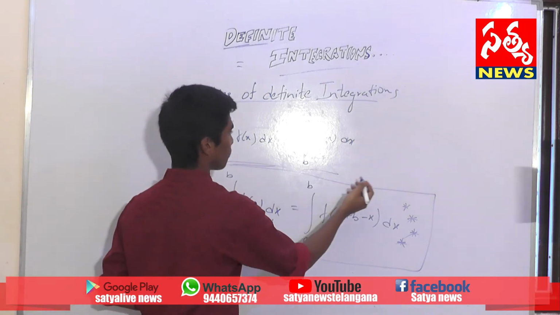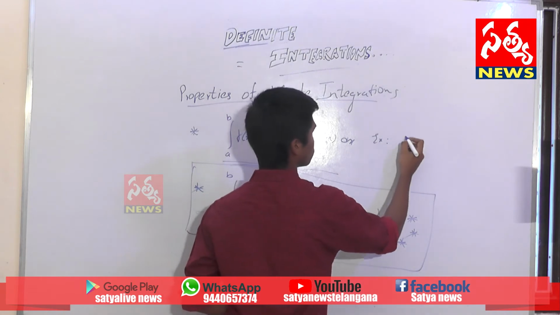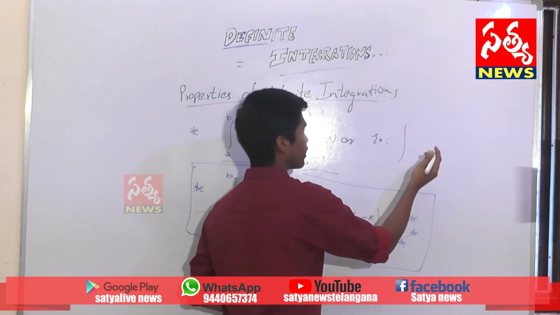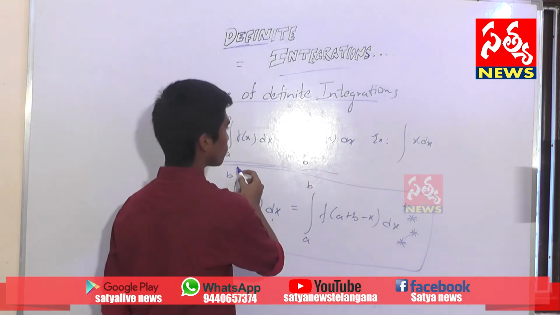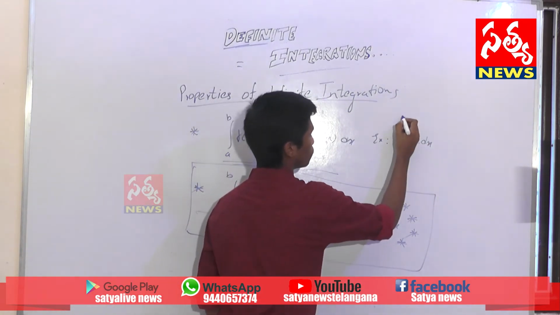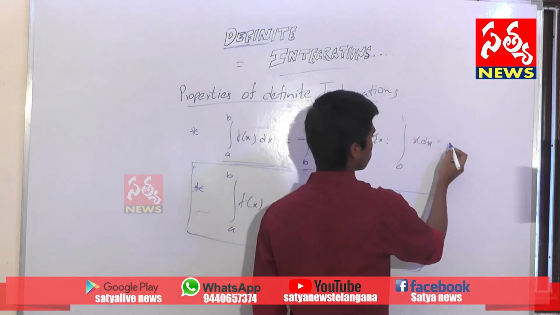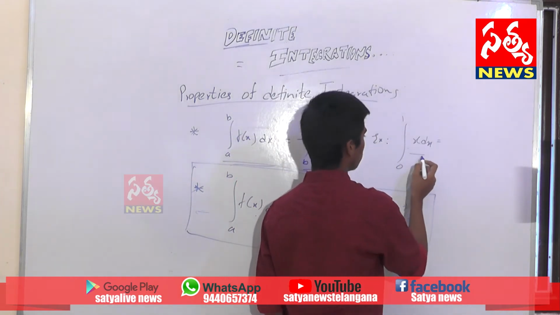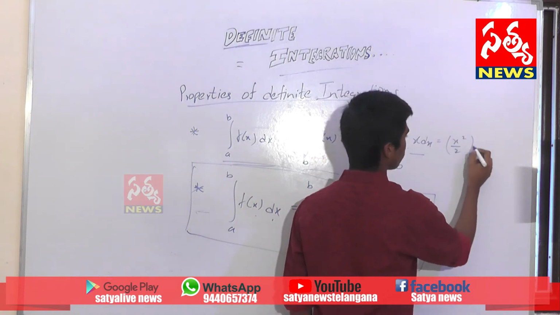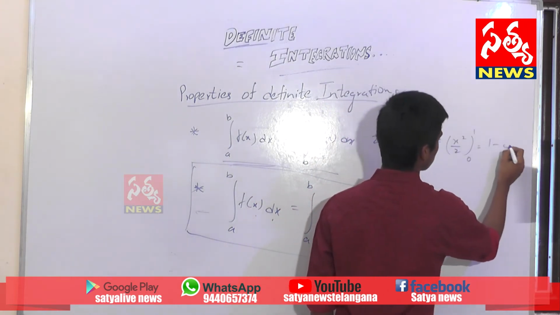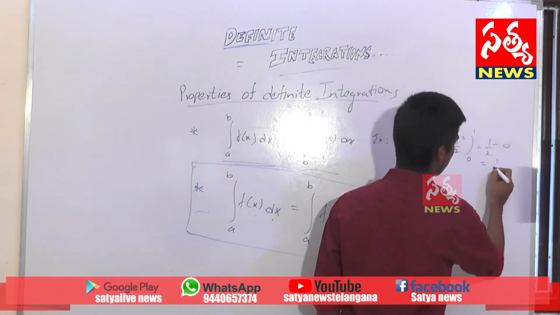See, for the first property, an example. I will take a small function, integration x dx. Okay. For limits, let's take 0 to 1. By normally integrating, what we get is x square by 2, limits from 0 to 1, so 1 by 2 minus 0, that we get 1 by 2.